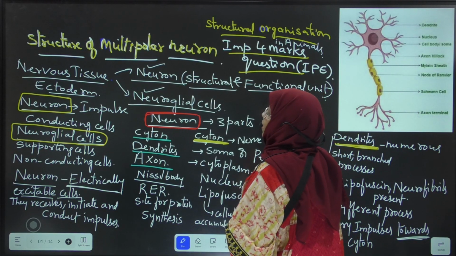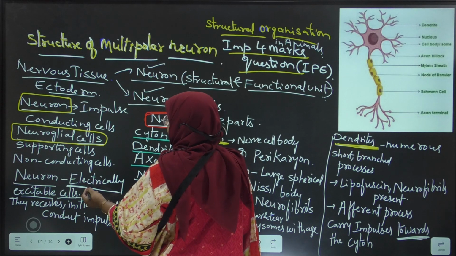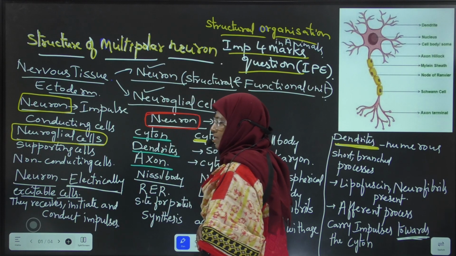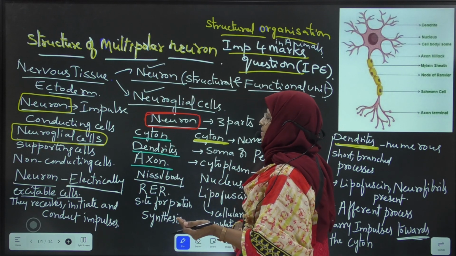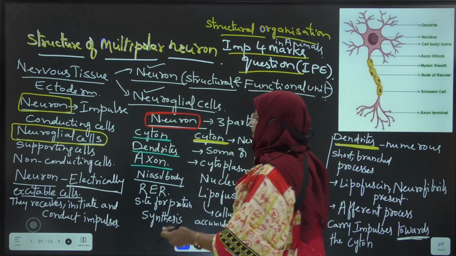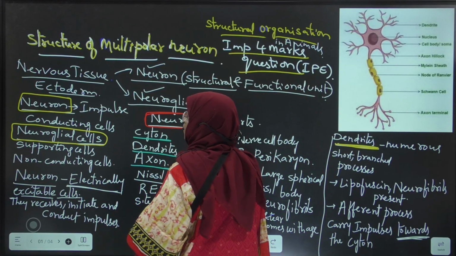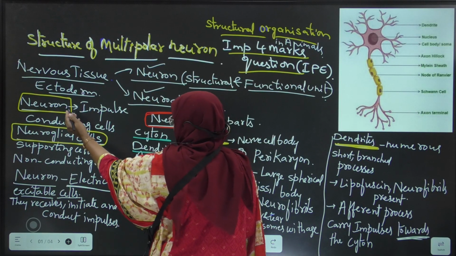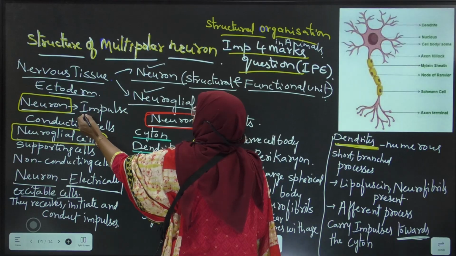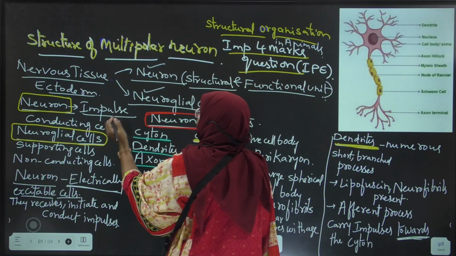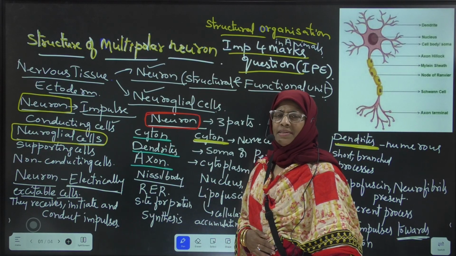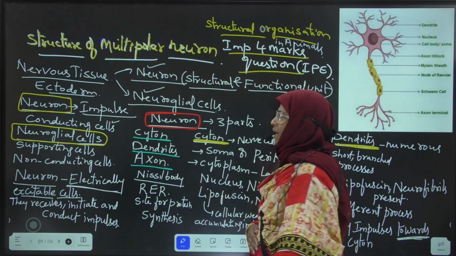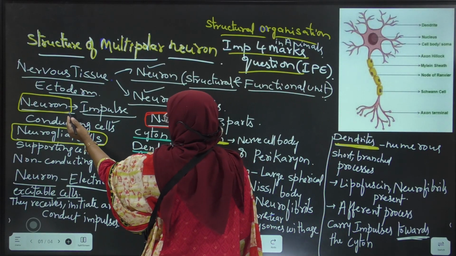These neurons are electrically excitable cells. They can receive, initiate and conduct impulses from one neuron to another neuron. Neurons are the impulse conducting cells of the nervous tissue.